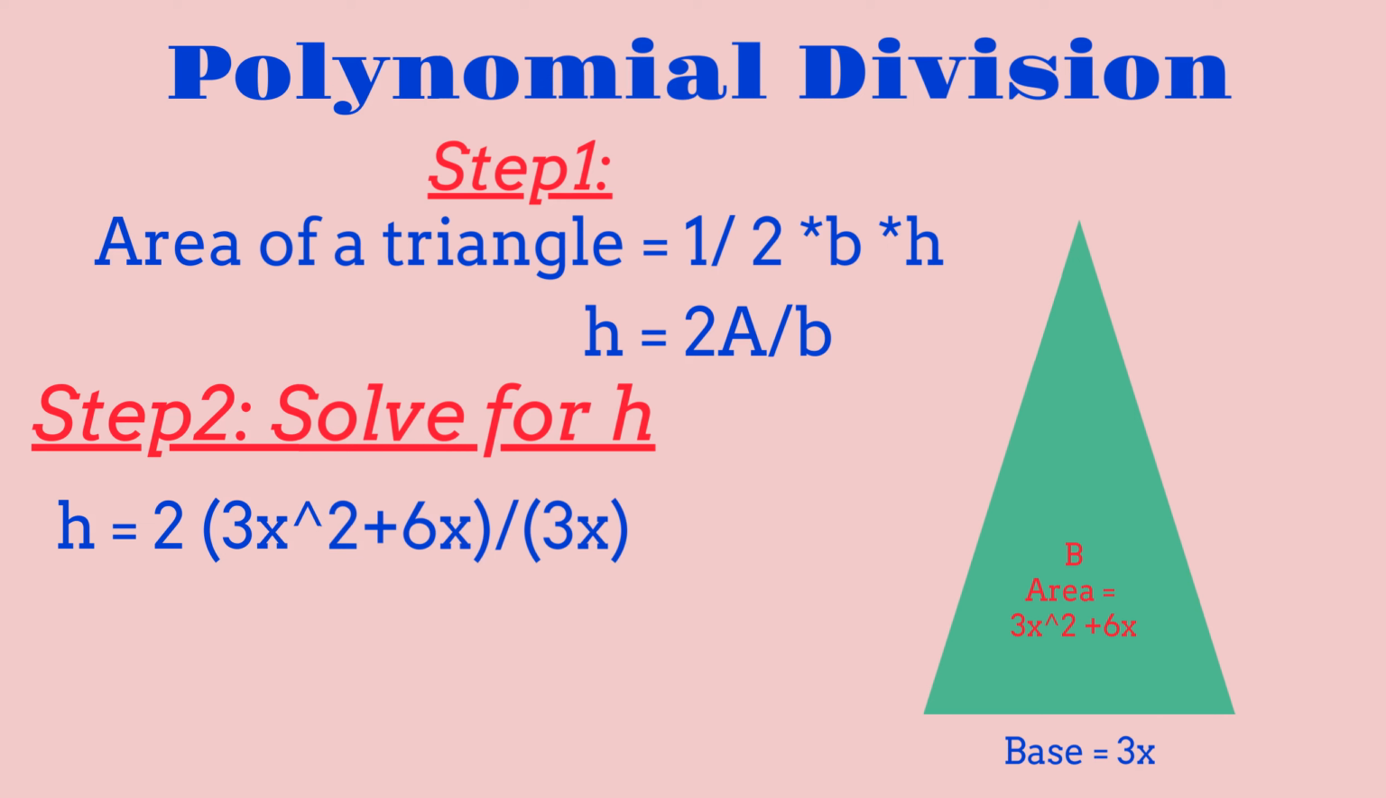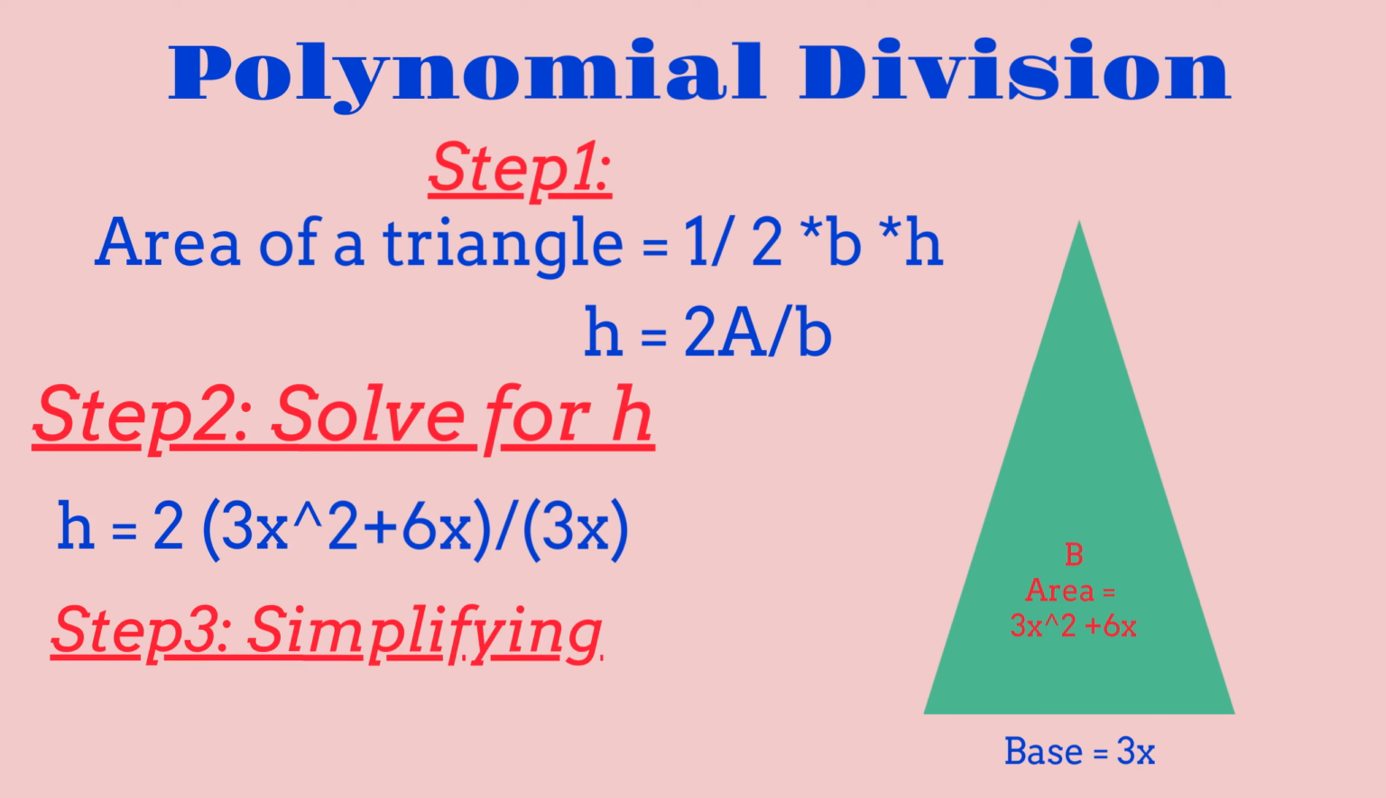And now for our final step, we're going to divide everything inside by 3x. We divide every single term: 6x squared divided by 3x plus 12x divided by 3x. 6x squared divided by 3x is equal to 2x. And then we do the plus. Then 12x divided by 3x is equal to 4. And just like that, we solved for the height of this triangle. And that's basically it for multiplying and dividing polynomials.